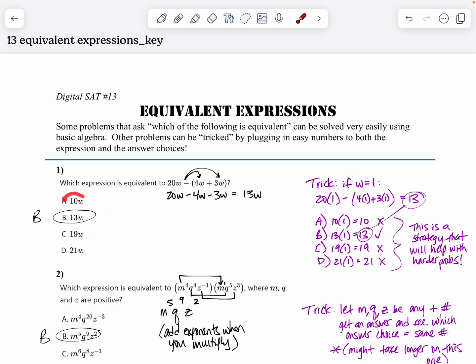And when I plug in 1 right here, I get 10. That is not equal to 13, so that's not the right answer. When I plug in 1 here, I get 13. That is the same answer that I got over here. When I plug in 1 right here, I get 19. That is not this number, so that's not the right answer. And that's the way to eliminate your answer choices by using this trick, which is pretty cool.